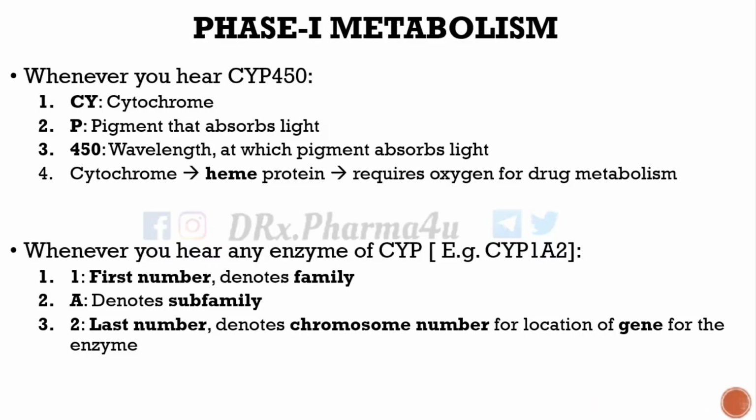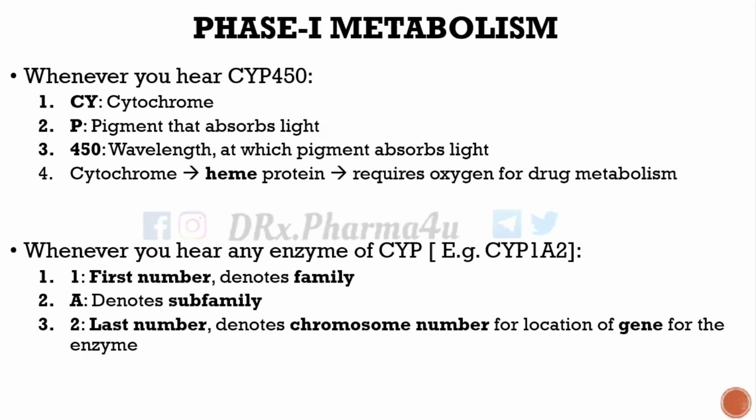So this is how you should understand the meaning of cytochrome P450. Now, definitely there are a lot of cytochrome enzymes. We have CYP1A2, CYP3A4, CYP2D6, etc. So what is the meaning of that? Here I have given an example. Whenever you hear an enzyme of cytochrome, for example, CYP1A2: CY means cytochrome, P means pigment that absorbs light, 1 is the first number that denotes the family, the alphabet that comes after denotes the subfamily, and the last number denotes the chromosome number. This is how you can understand all the cytochrome enzymes.